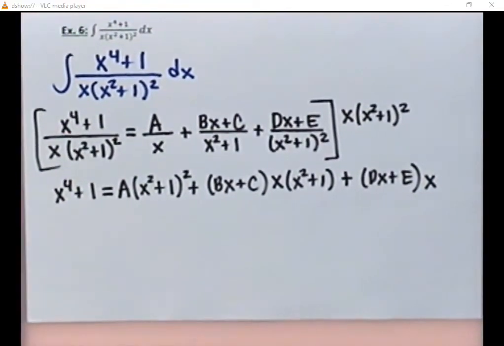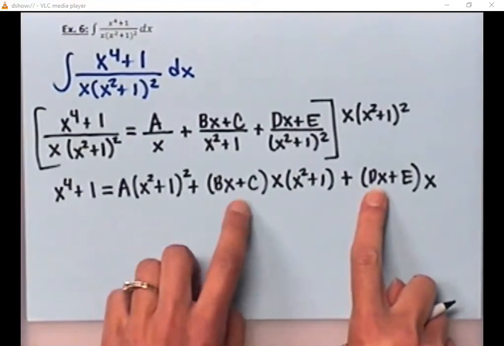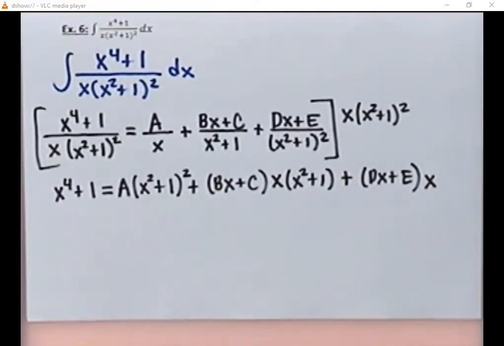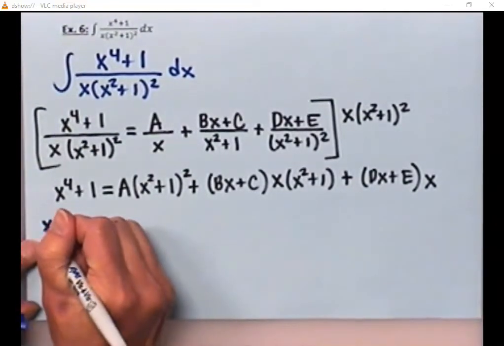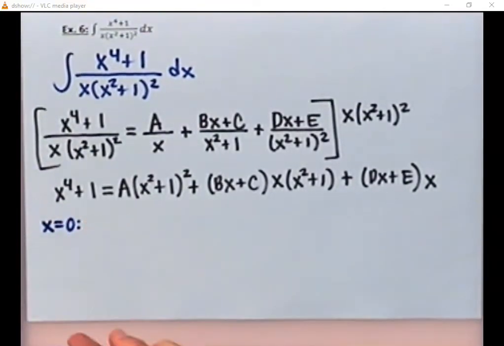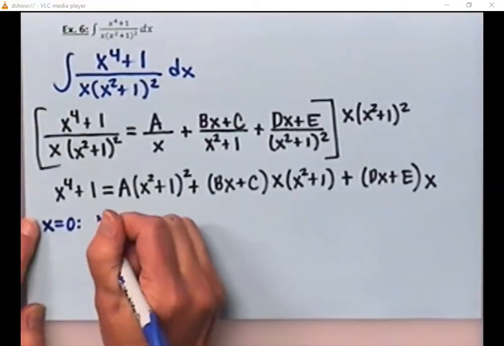Okay, so make sure those are in parentheses because you will maybe need to distribute there. Okay, what should I do now? Plug in 0? Well, that would at least give us one answer, right? So let's do it. So if x is 0, on the left I get 1.